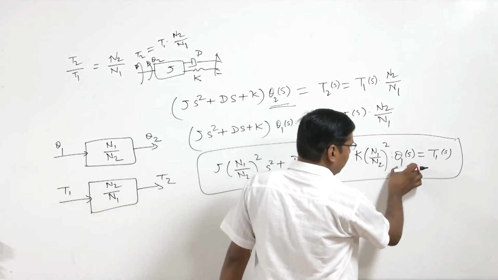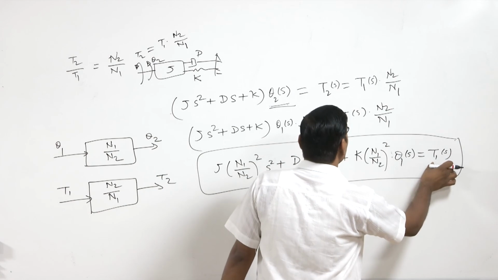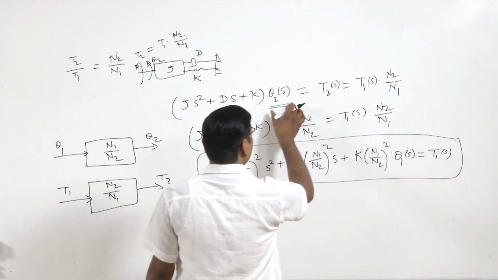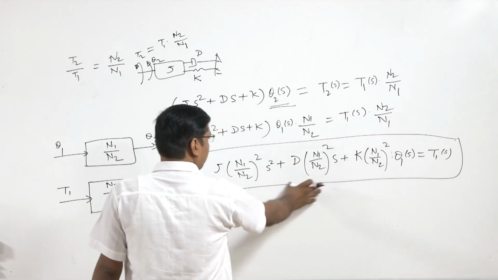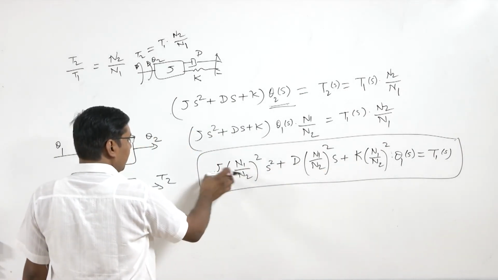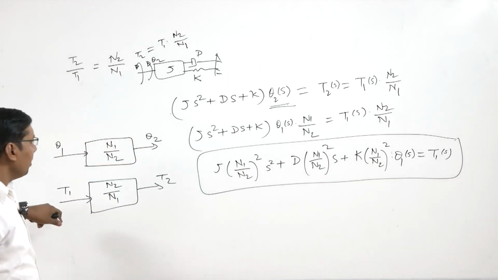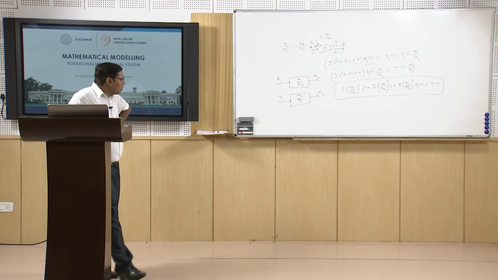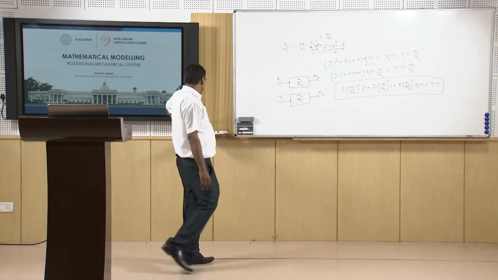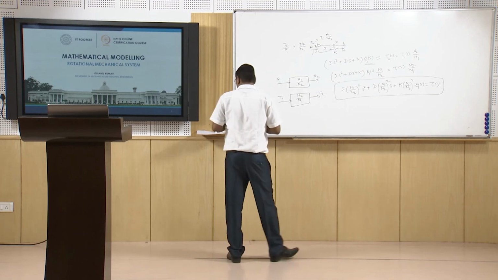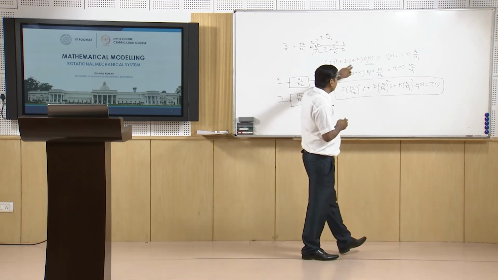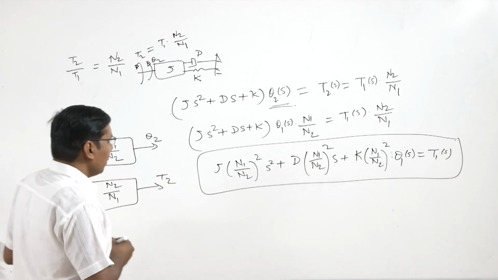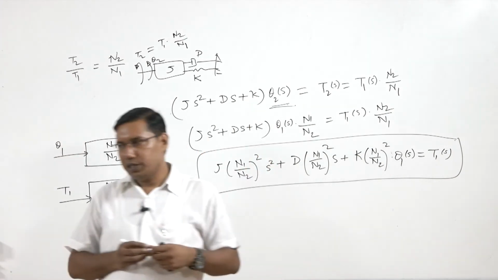We can also find this transfer function theta 1 of s by T1 of s, and that will be this term. So we see that N1 by N2 square is multiplied with these impedances J s square, D s and K. So we can shift the impedance of a gear train to find the transfer function, whether we are interested to find the transfer function theta 2 of s by T1 of s or theta 1 of s by T1 of s.